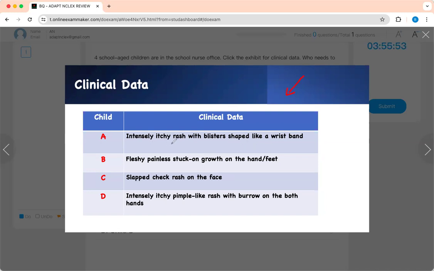Four kids. Intensely itchy rash with blisters shaped like a wristband. What is the buzzword here? The shape of it, like a wristband. So if this is the kid's hand, with his fingers, there's a rash like that. What kind of rash presents like that? Unless somebody puts something there that the patient is allergic to, and it creates a ring around the wrist. This is contact dermatitis.